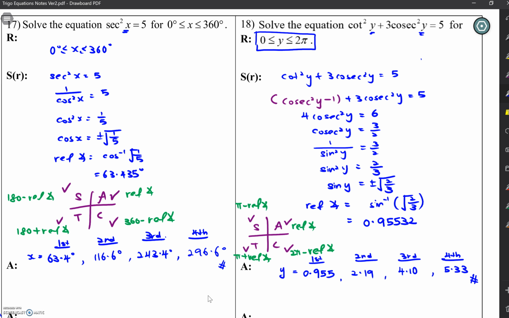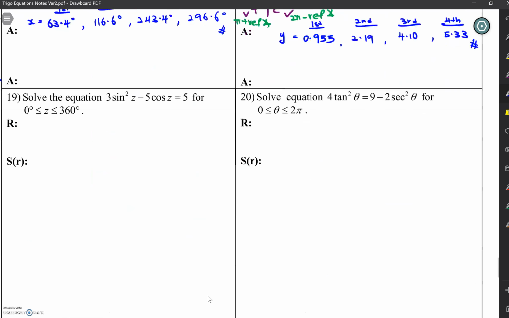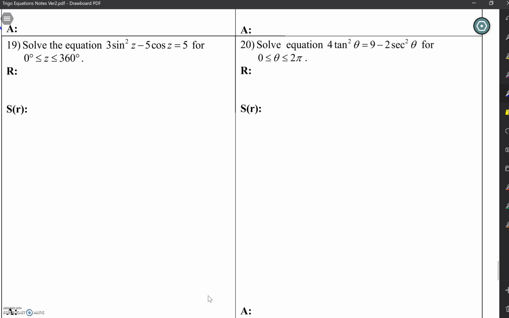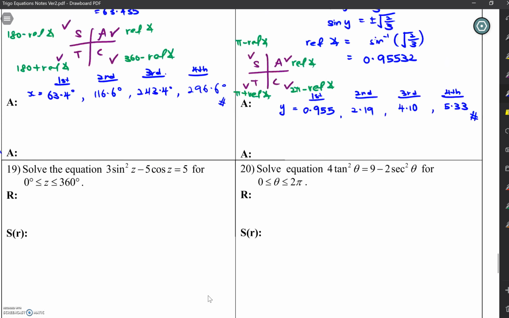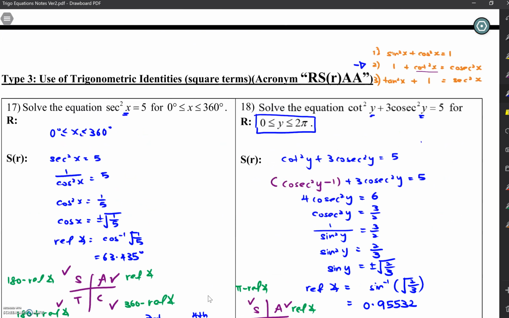So are you clear? Now, given the time, can you try to do question 19 on your own before you look at the next video? Similarly, you will be using one of the identities written at the top.